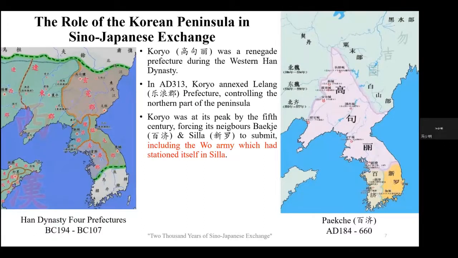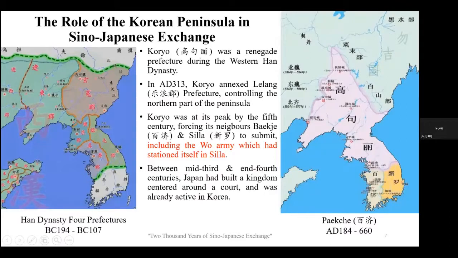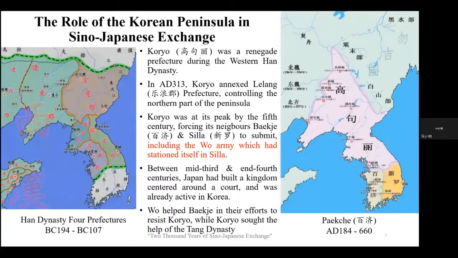Koryo was at its peak by the 5th century, and it forced the neighbors, Baekje and Silla, on the southern part where South Korea is today. And at that time, there was a small Japanese army which had stationed itself in Silla, which is here in orange color. Between the mid-3rd and mid-4th centuries, Japan had built a kingdom centered around the court and was already present in Korea. And these Japanese people, whom we still call the Wa, helped Baekje in their efforts to resist Koryo, while Koryo sought the help of the Tang dynasty.